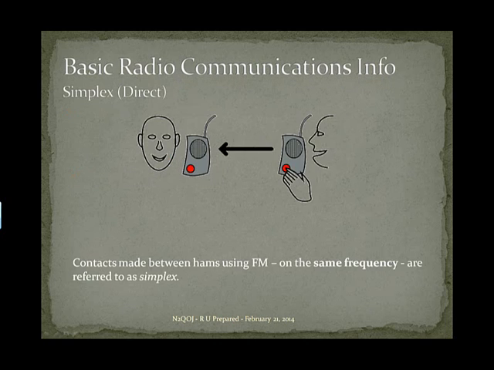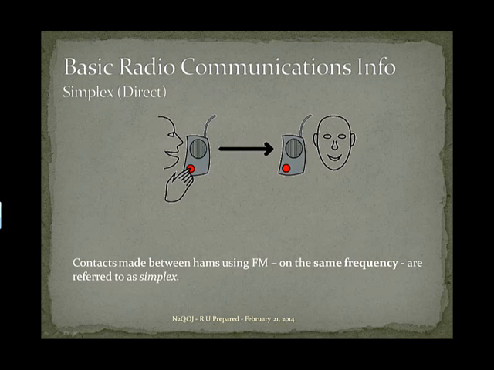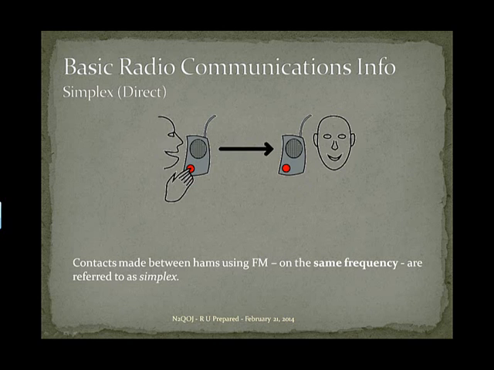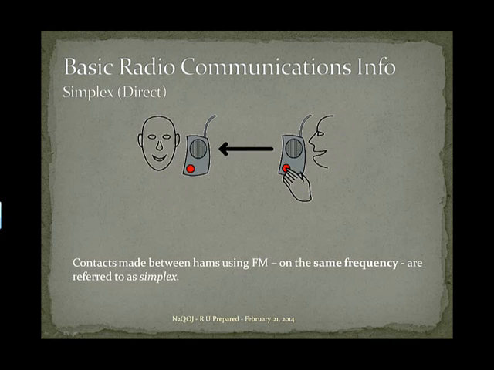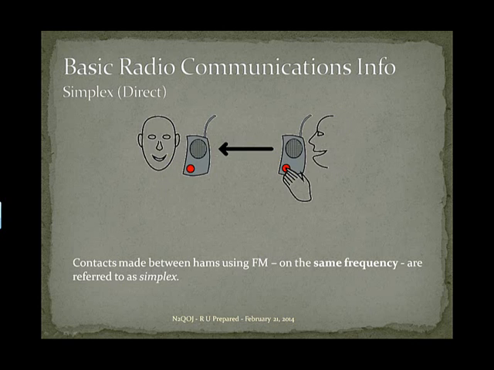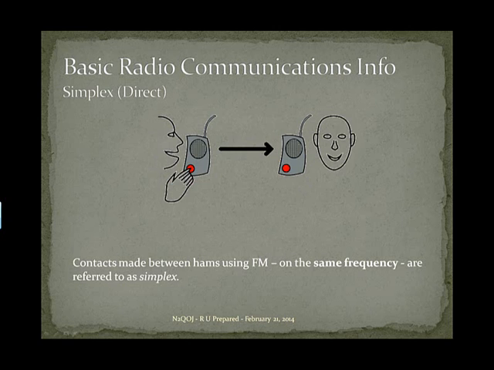Let's look at the case here of simplex or direct communication. Again, one user is talking to another user directly. Let's look at the basic definition. Contacts made between hams using FM, frequency modulation, on the same frequency are referred to as simplex. When one person is talking, he's pushing the button, and the other person is releasing the button to listen. So push to talk, release to listen, and it's direct.